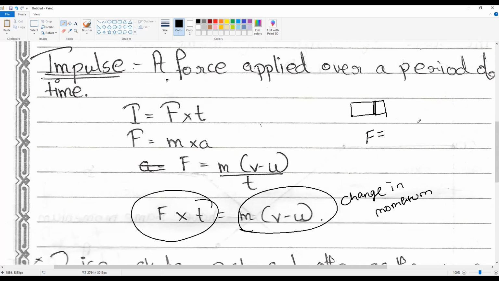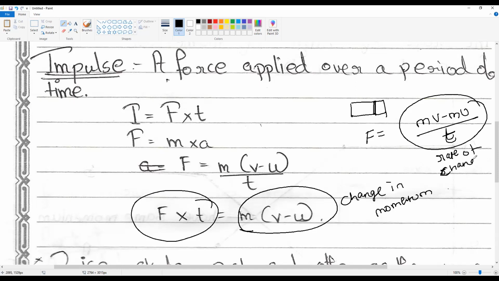But if you want force, can I bring the time on the other side and write mv minus mu divided by t? What is this? This is rate of change of momentum, because there is a time at the bottom; when time is in the division, we write rate. This is known as rate of change of momentum. Does everyone understand? What is another name for rate of change of momentum? Force. And what is another name for just change in momentum? Impulse, or force into time. Online, everyone clear on this one?